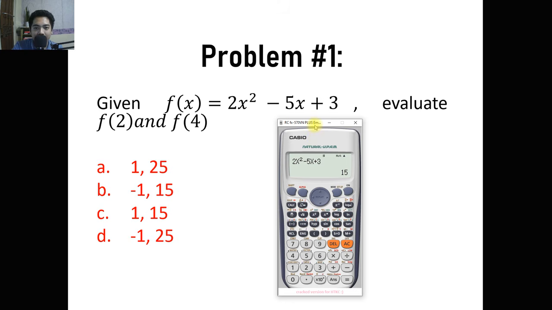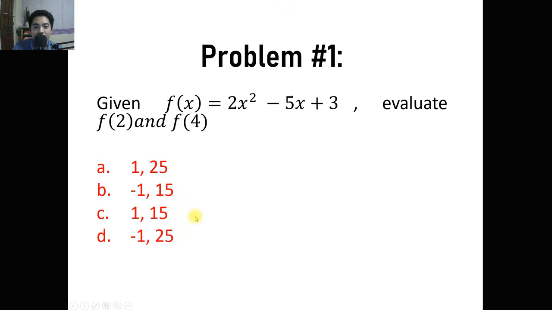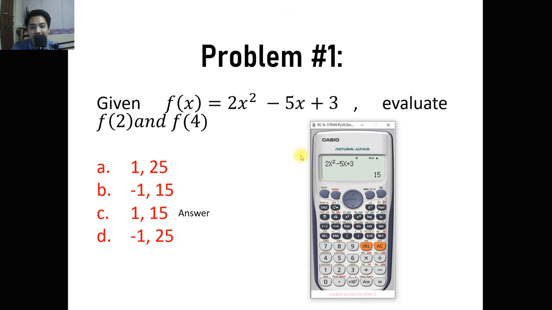1 and 15. So the answer to this problem must be letter C. So that should be our answer for this problem. So it's pretty easy to calculate this function using our calculator. I hope you understand that lesson.